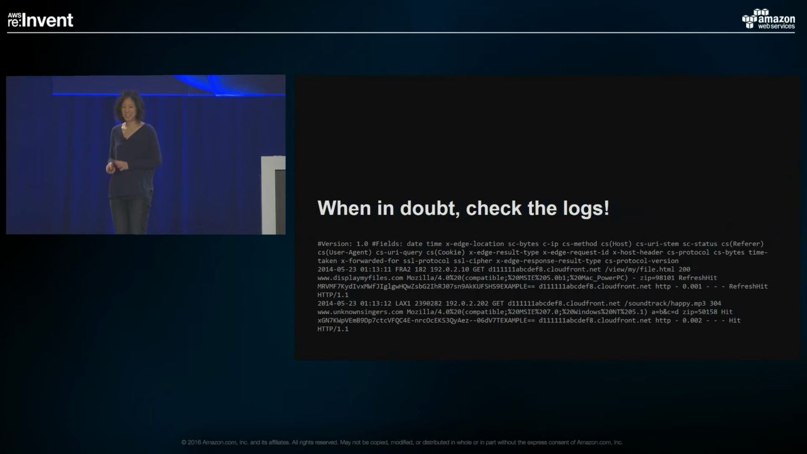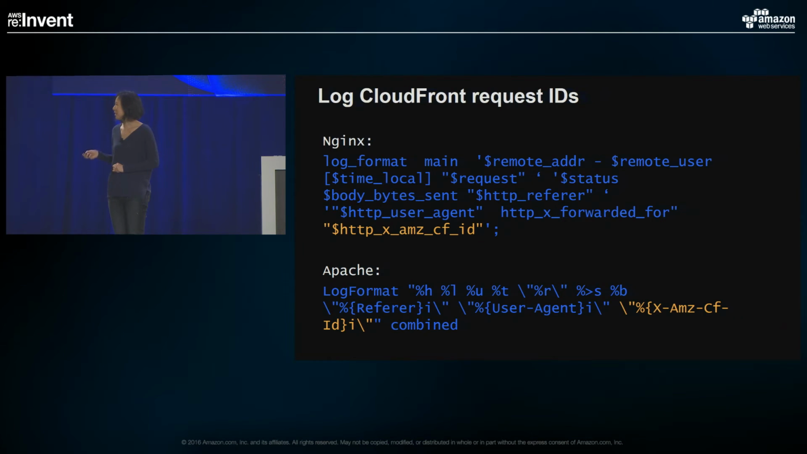When in doubt, check the logs. Enable CloudFront access logs, which are like the standard Nginx and Apache logs with our request IDs in there. You can even come up with your own request IDs, but for anything that you're doing with troubleshooting, it's always helpful to have the request ID. And if you do have to open a support case with us, we'll usually try to know what your request IDs are, so that we can help dive into exactly what your users are having problems with as well.